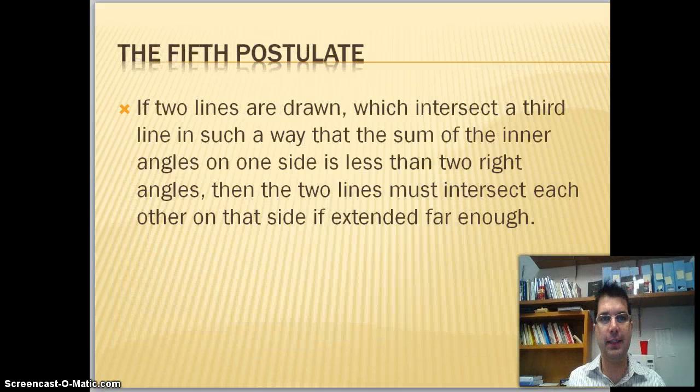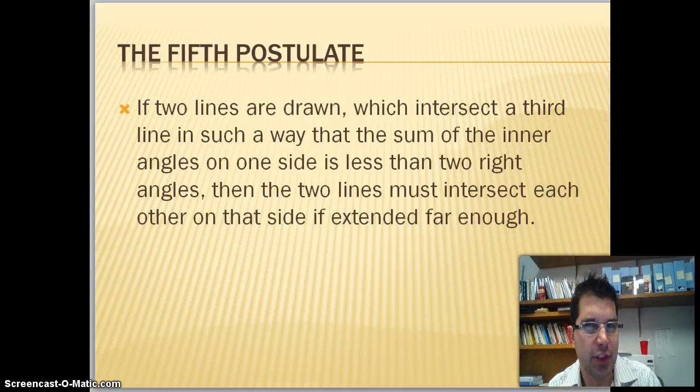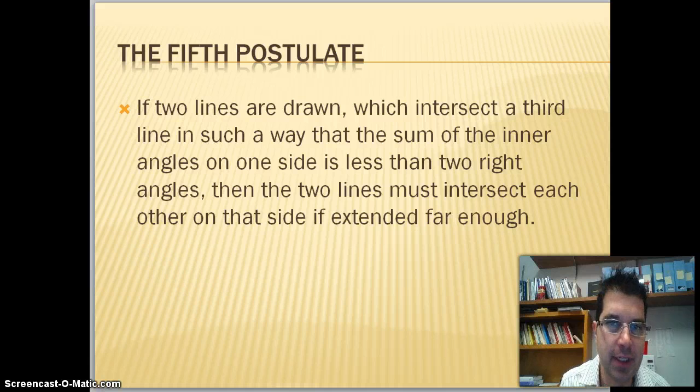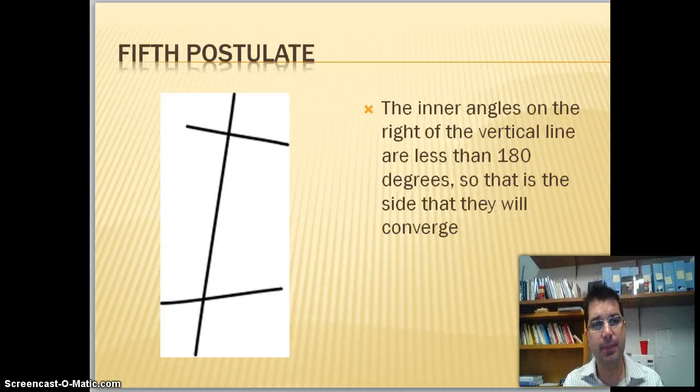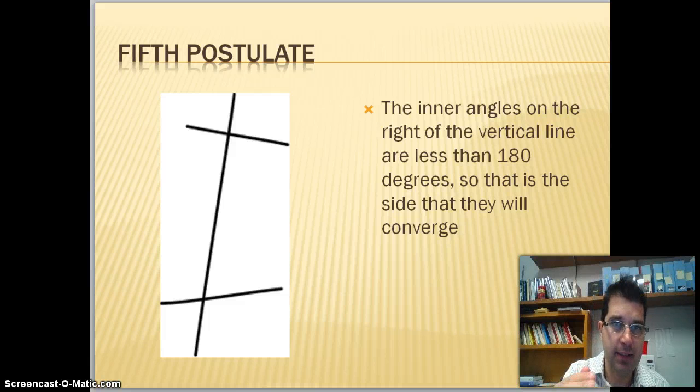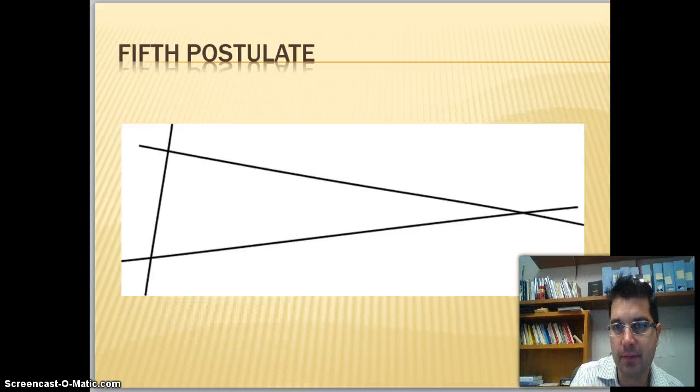And the fifth one says, if two lines are drawn which intersect a third line in such a way that the sum of the inner angles on one side is less than two right angles, then the two lines must intersect each other on that side if extended far enough. So that's pretty much the picture. You know, two lines, they intersect, the sum here are less than 180 degrees, so if I extend, they will actually eventually meet here, for example.